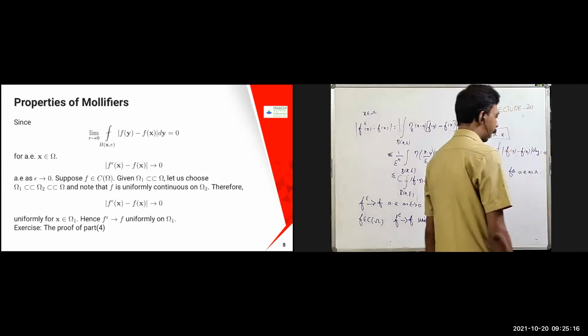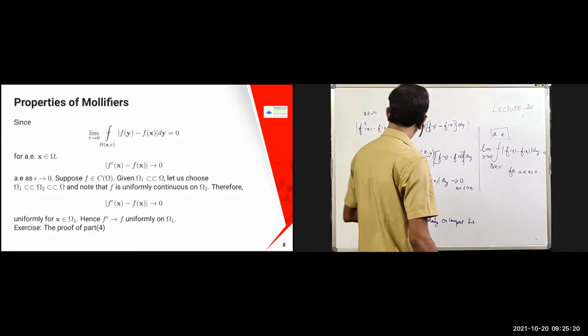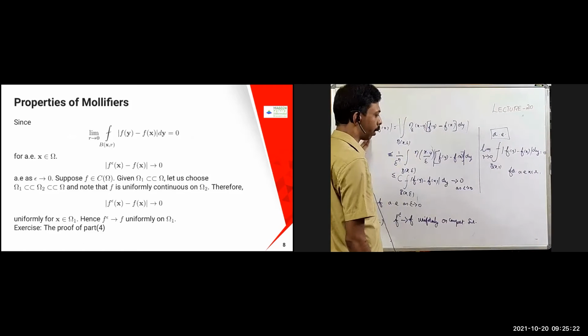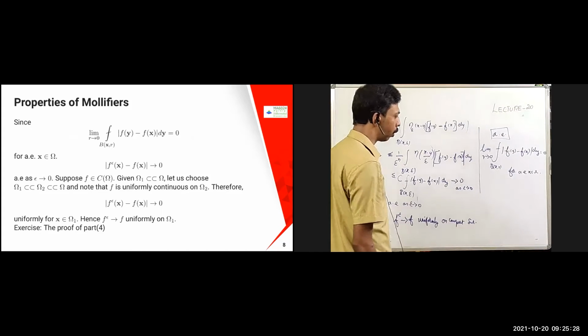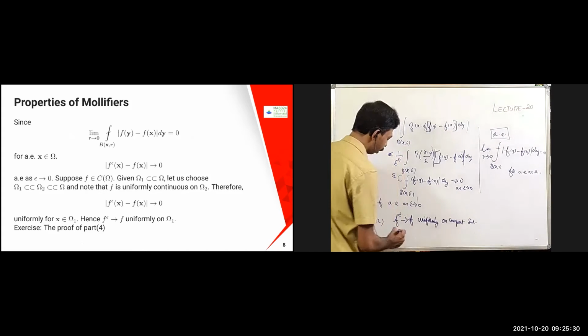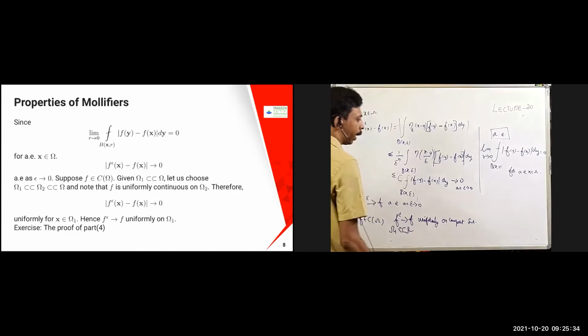Okay, so again, same concept. You have to use this concept for almost everywhere. And we have this one also, f epsilon of x minus f of x tends to 0 as epsilon tends to 0. Now suppose f belongs to C(Omega). Let us choose some Omega 1 compactly contained in Omega.